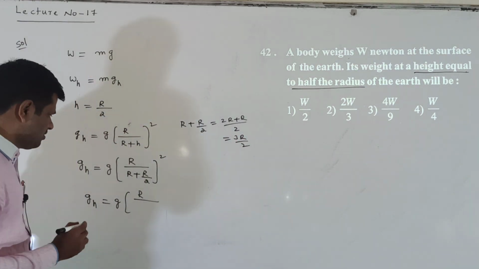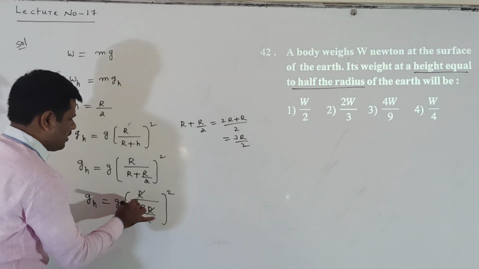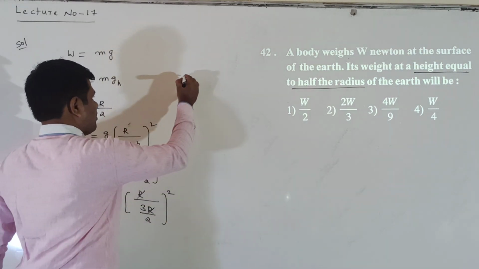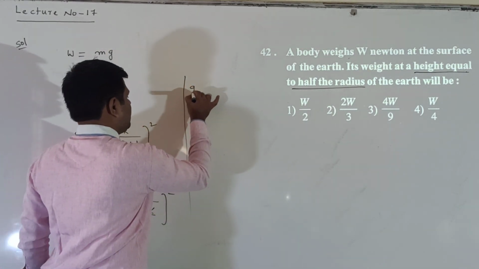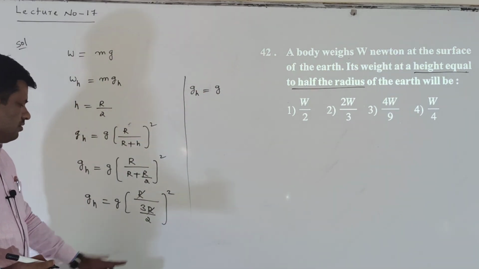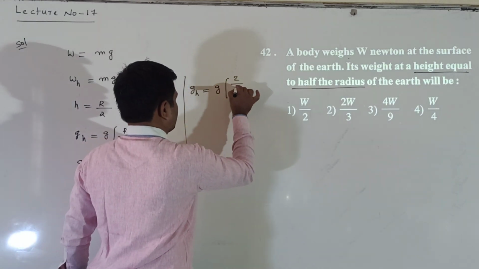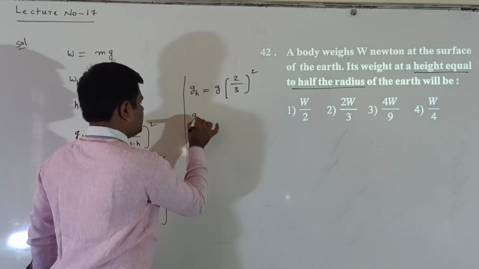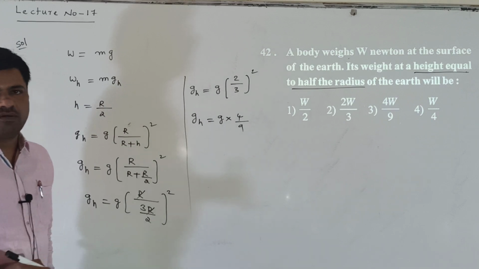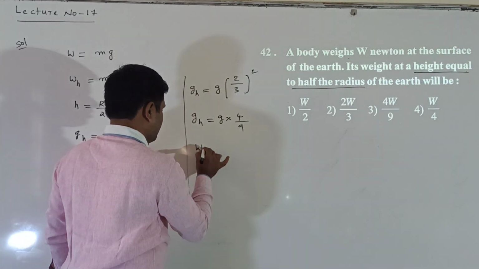And making the calculation, here directly I am writing (3R/2) whole square. R is getting cancelled. So what we are getting, listen, GH is equal to G into 2 by 3 whole square, means GH is equal to G into 4 by 9, since 2 square is equal to 4 and 3 square is equal to 9. But WH is required.